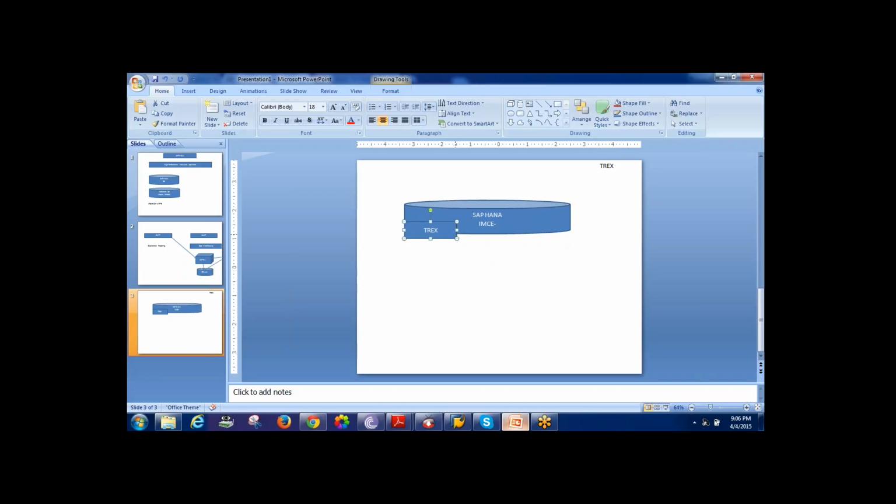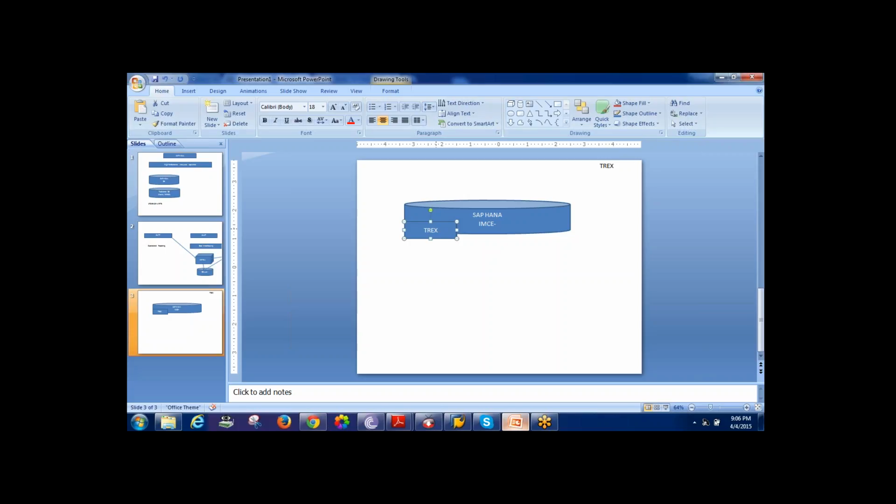This is the first functionality added in SAP HANA for in-memory computing. And the second functionality, what is the second functionality?